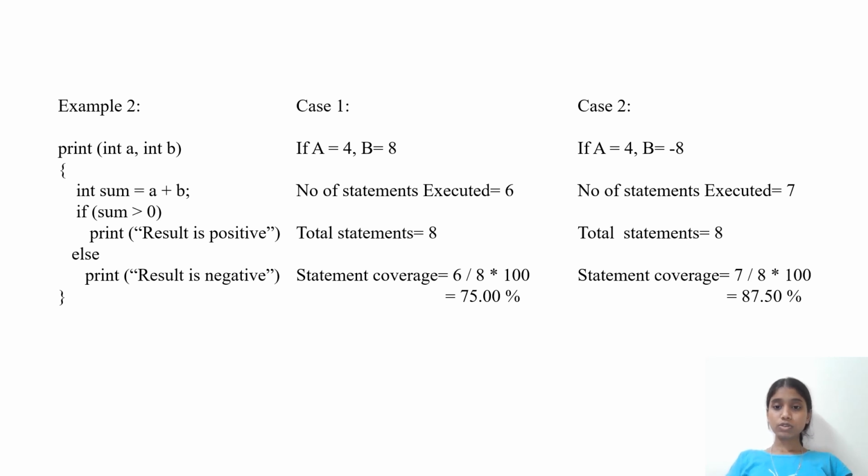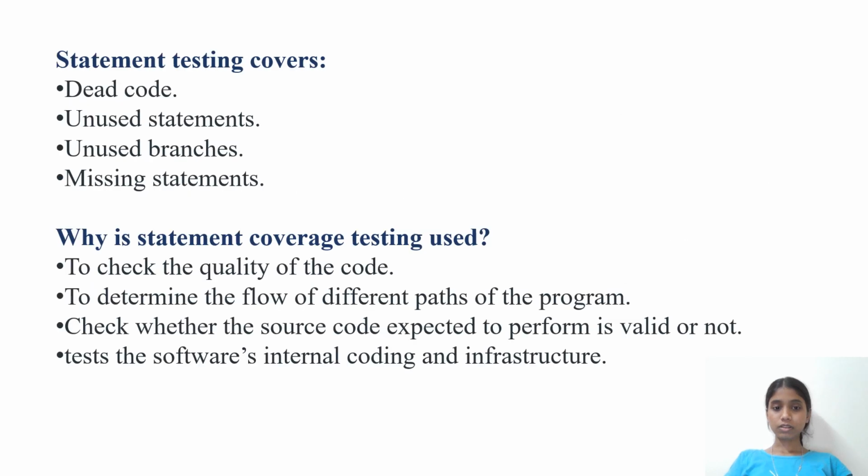Case 2. If A is equal to 4, B is equal to minus 8, obviously the sum will be coming in negative. So it will enter the function, accepting the A and B from the user, and sum is A plus B. Sum is greater than 0? No, sum is not greater than 0. Else print result is negative. That is 1, 2, 3, 4, 5, 6, 7. So the total number of statements executed are 7. Total statements are 8. The statement coverage will be 7 divided by 8 into 100, which is 87.50%. So statement testing covers dead code, unused statements, unused branches, missing statements, etc.